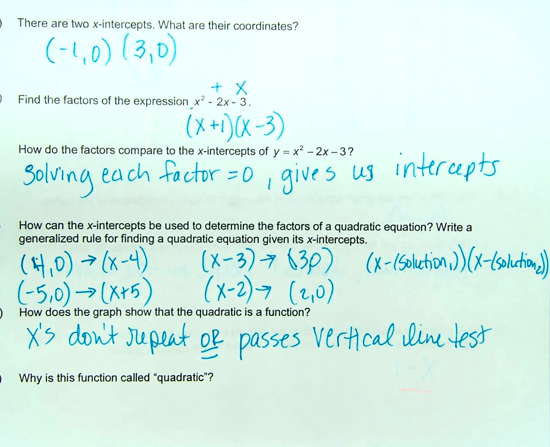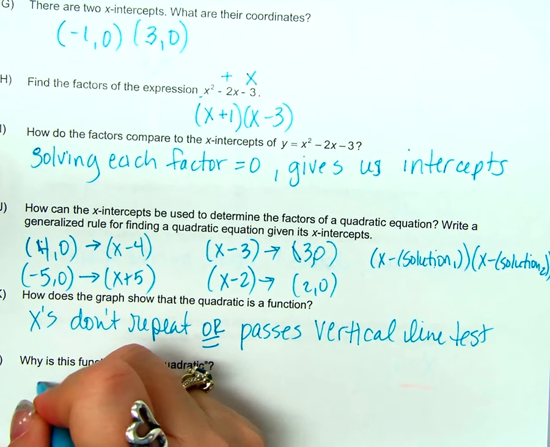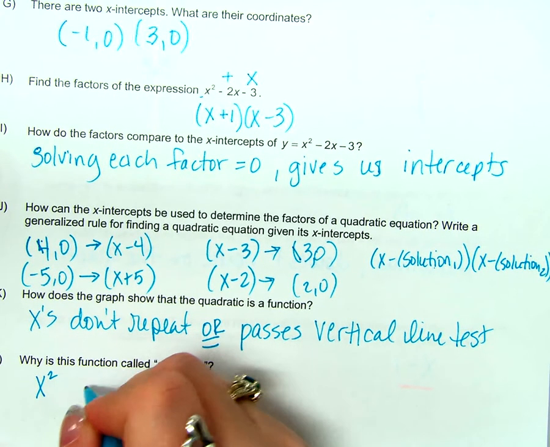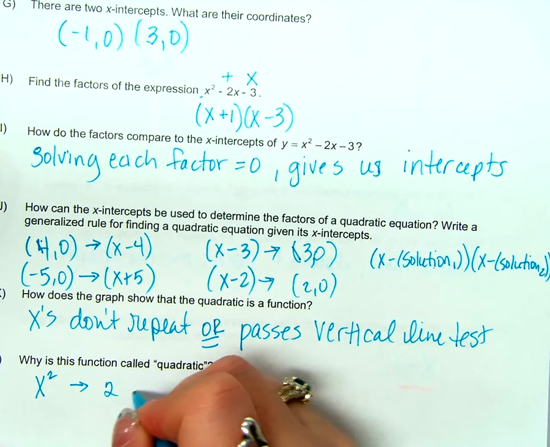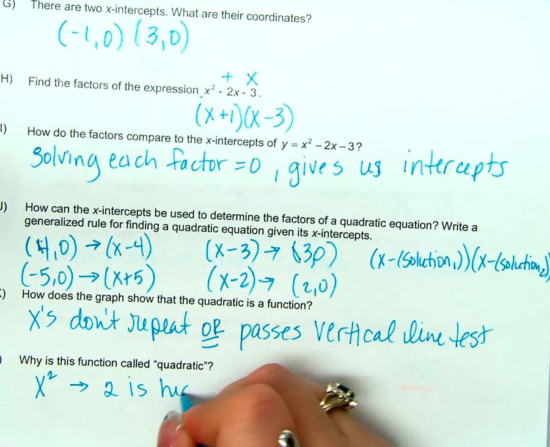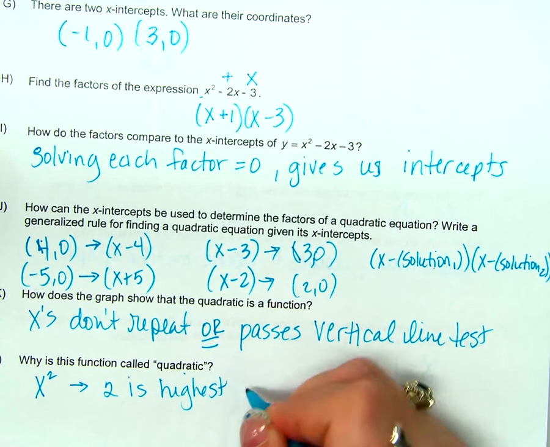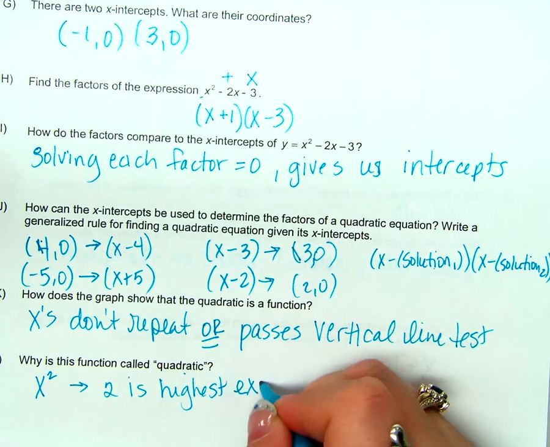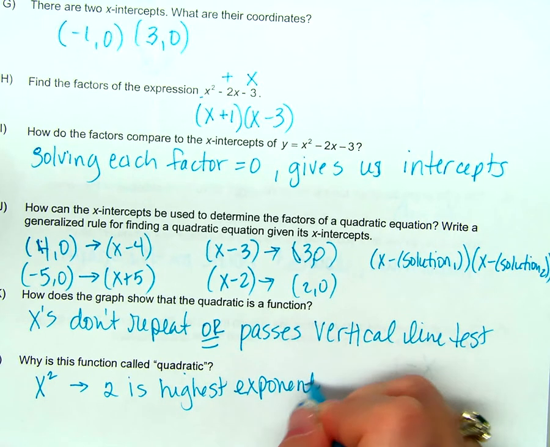Anybody have the initiative to just call it like Bob or something? Or did you automatically call it a quadratic? What made it a quadratic and not a Bob or a Frank or a linear? X squared. The 2 is the highest exponent.